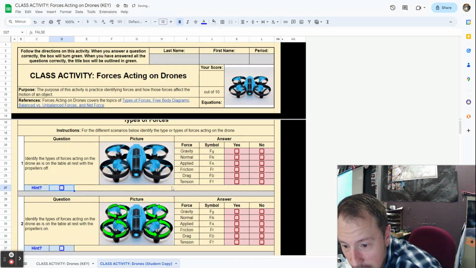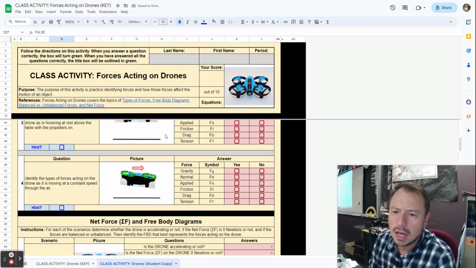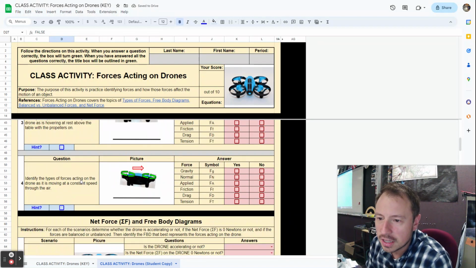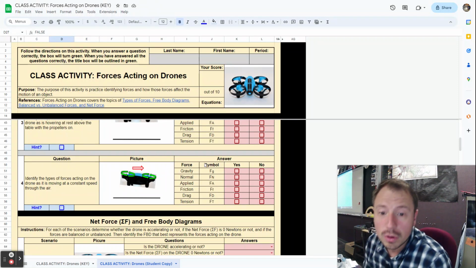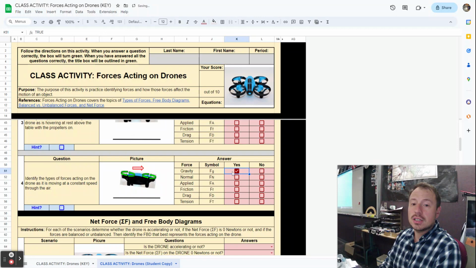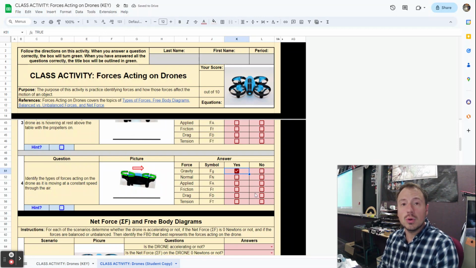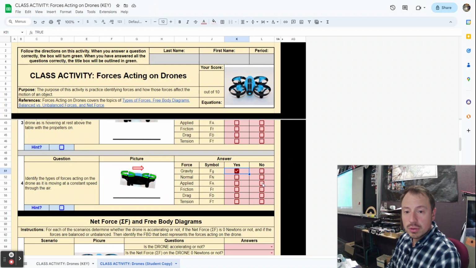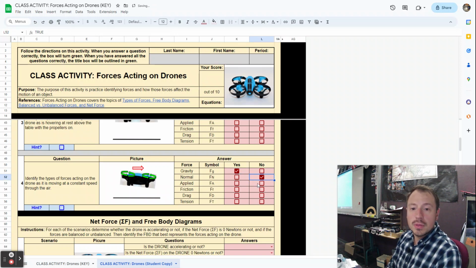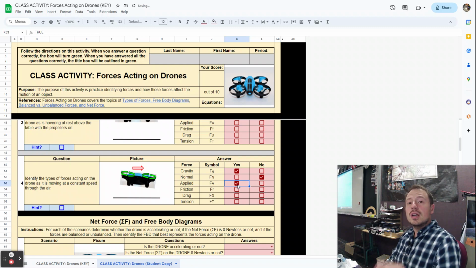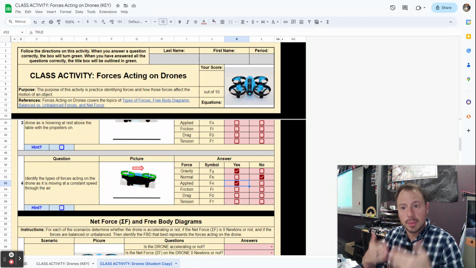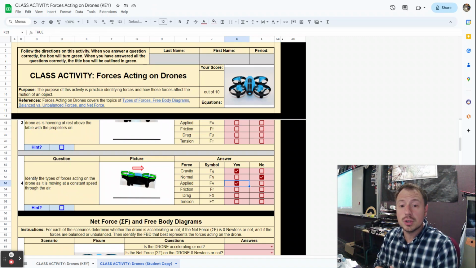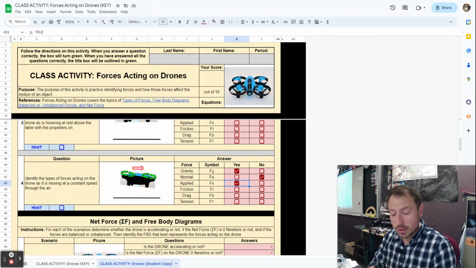So I'm going to come down here to, I'll do this one, right? Number 4, identify the types of forces acting on the drone as it's moving at a constant speed through the air. So we're on Earth, automatically gravity is acting on it, right? Normal force is that perpendicular support force, so no, there's no normal force. Now, an applied force, yes, I'm going to count the applied force. This one's kind of tricky because the propellers are applying a force upward. Well, actually, the propellers are pushing on the air. The air is pushing on the propellers upward.